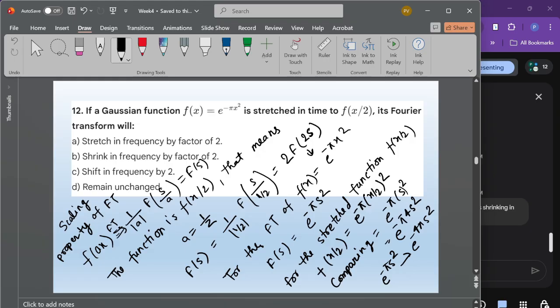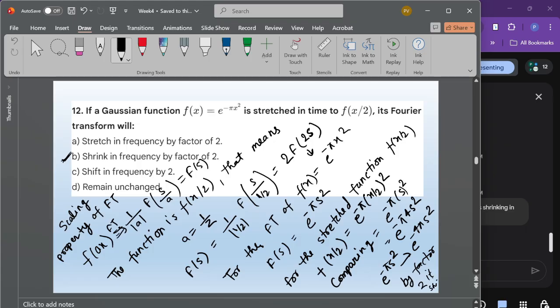So the spread in the frequency domain has increased by a factor of 2, or it will shrink in the frequency domain. Then the frequency domain has decreased, so the function has shrunk by a factor of 2. So the correct option is a shrink in the frequency by a factor of 2. Okay, so option B is the correct answer. By a factor of 2 it will shrink.